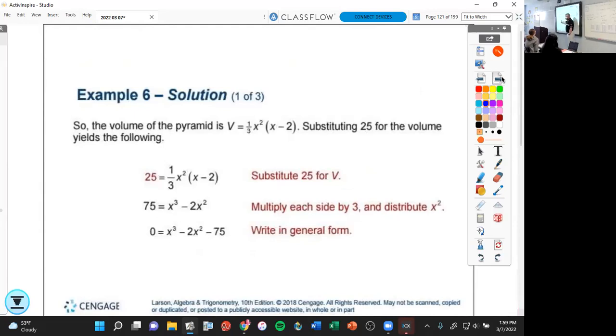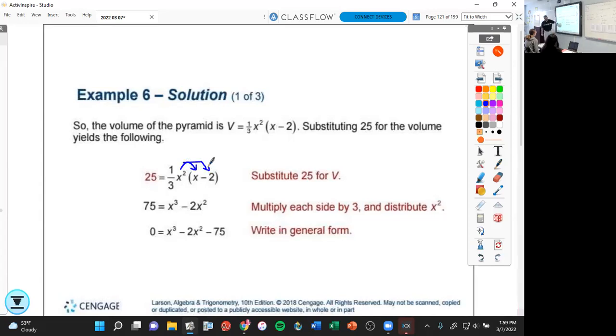Y'all hate fractions. So that's a fraction. So to get rid of the fractions, we multiply both sides by 3. 25 times 3 is 75. 1/3 times 3, it's gone. X squared, oh, they've distributed. I hate how they skip steps all of a sudden, right? Oh, no, they said they did it.